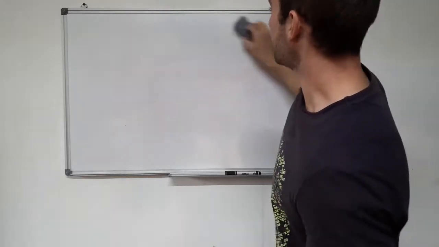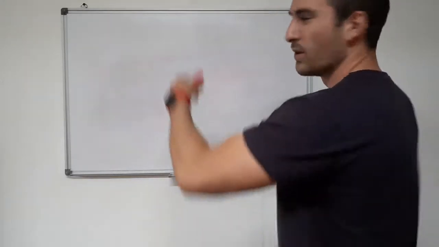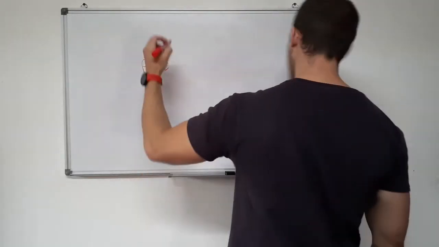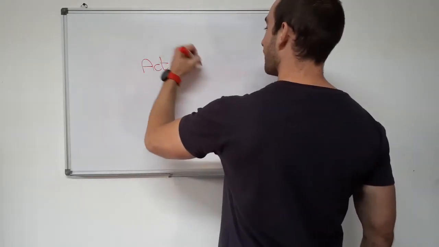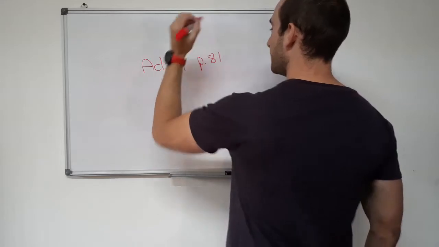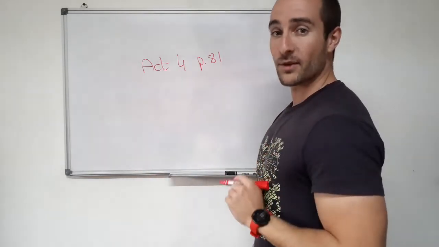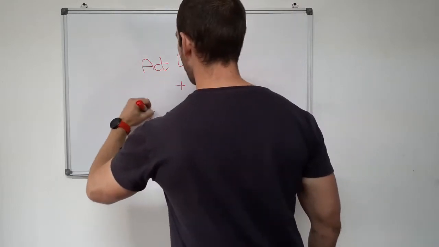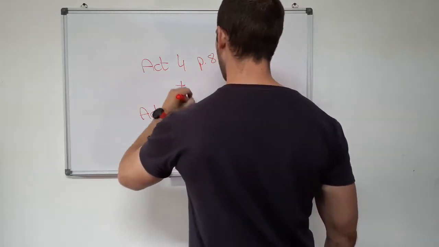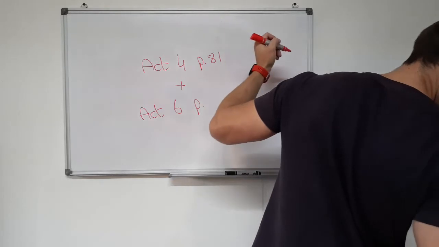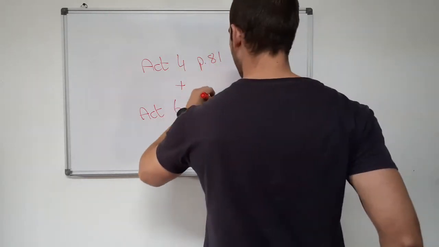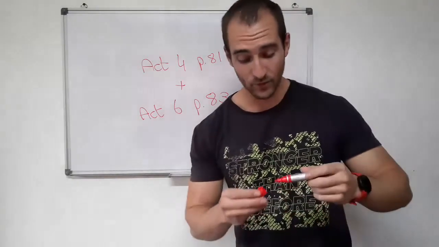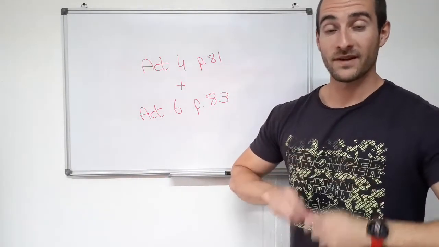Okay, so for homework, obviously it will be activity 4, page 81. But remember that the topic has changed. And then also activity 6 on page 83. Okay, and this activity in the next lesson, we will mark it to make sure you have done it correctly.